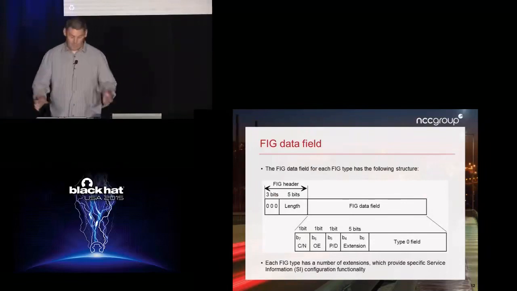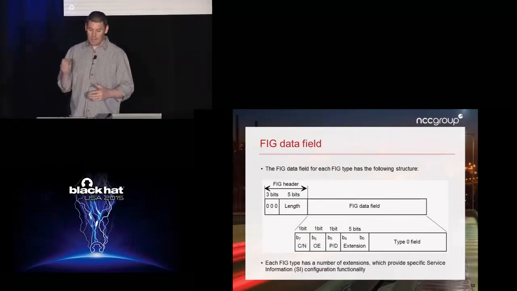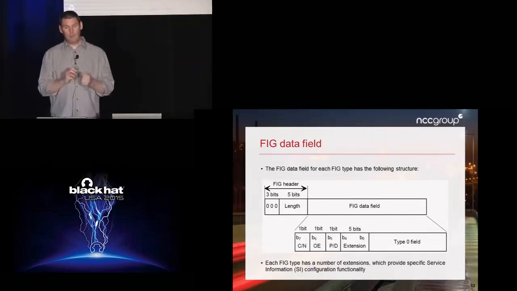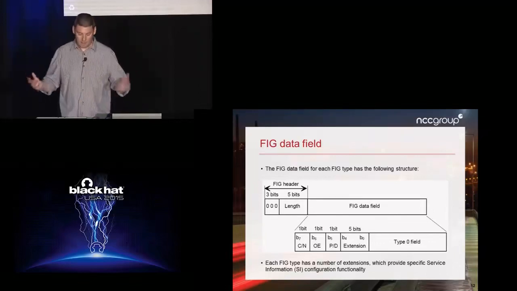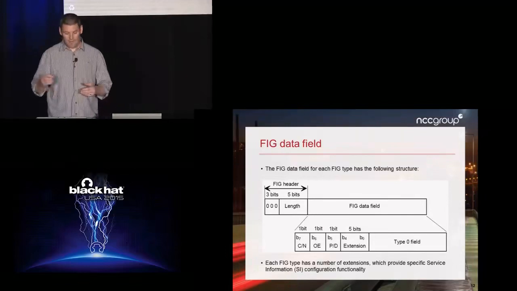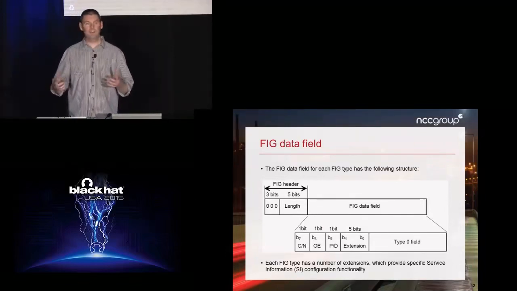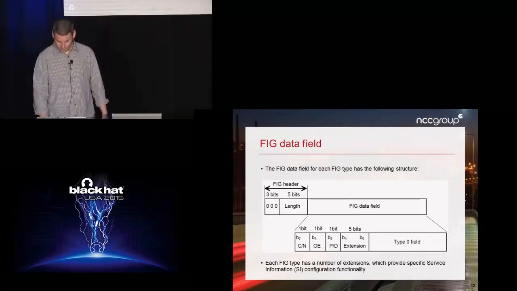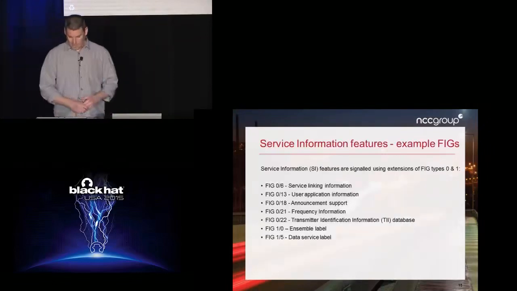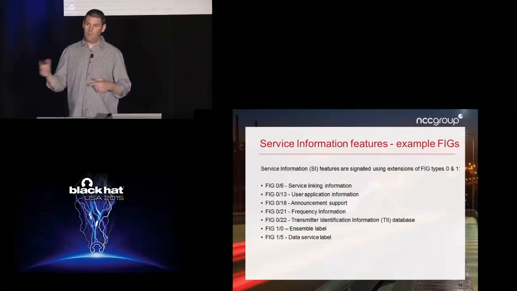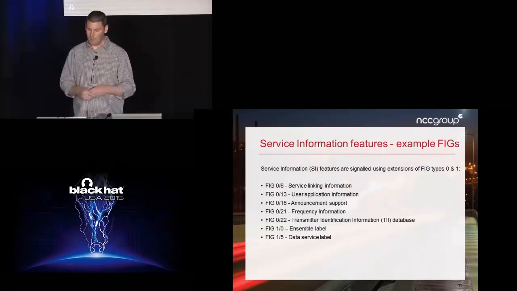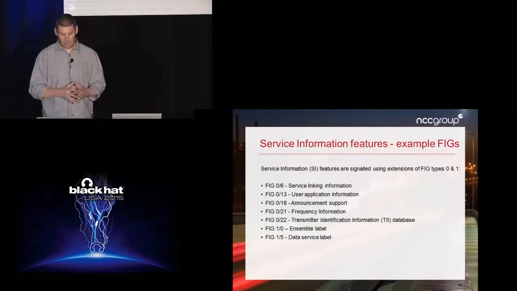And just to make it even more complicated, you delve down a bit deeper. Each FIG type has a whole bunch of extensions which provide specific services. Service information, SI. Basically each of these FIG extensions is like a function, a service function. So the service information features, which are signaled using those different FIG types, there's a few of them to just demonstrate the kinds of things that they're used for.